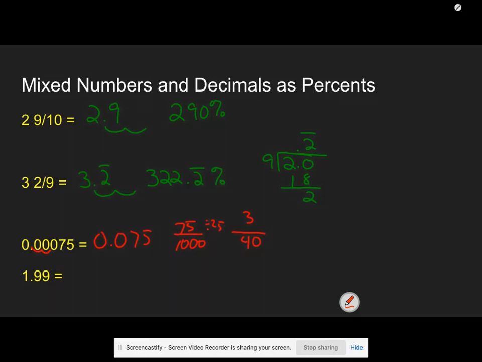The next one, if I wanted to do my fraction first, because I know that if I read it correctly, I can write a fraction, I would get 1 and 99 over 100. And then moving my decimal 2 places to the right, I would end up with 199%.